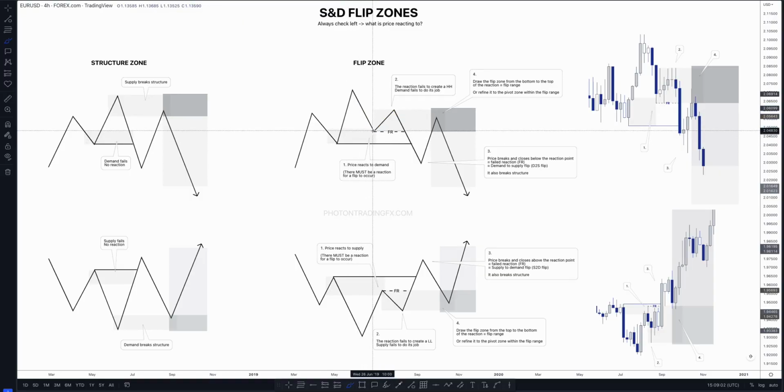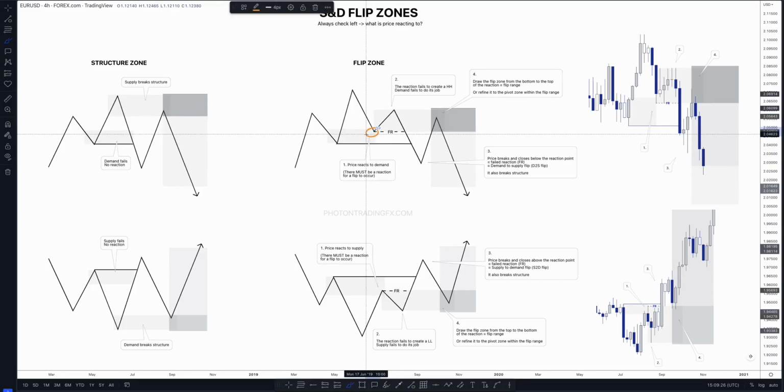So the reaction is key because the reaction tells us that this is somewhat significant demand, that there were actually enough orders from within here to contain price and make price react a little bit. Like here, this is valid demand and it did cause a break of a high, but when price revisits it, there's no reaction, it just smashes straight through. But here, we need to see a reaction for a flip, okay?